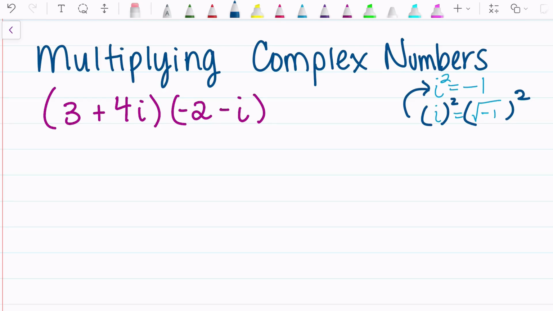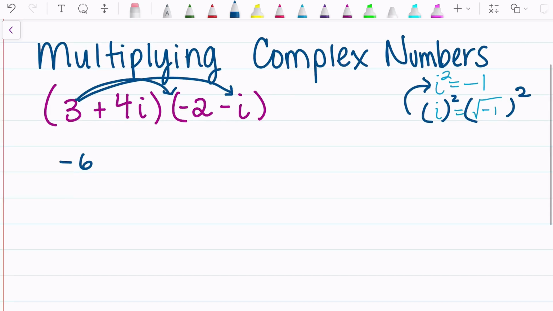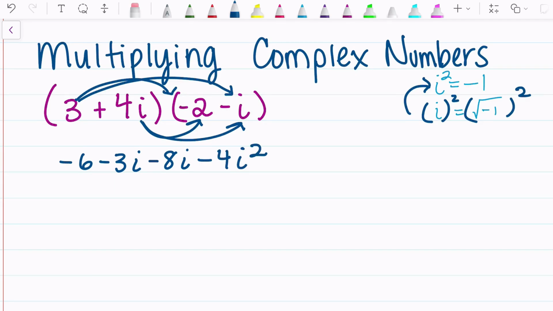So when I go to multiply this, I'm going to do 3 times -2. That would give me -6. 3 times -i would give me -3i. 4i times -2 is -8i. And then 4i times -i is -4i squared. So as you can see, this multiplies out the same way that it would be if i was a variable like x. The difference is that i is really in place of the number, the square root of -1. So we know its value.